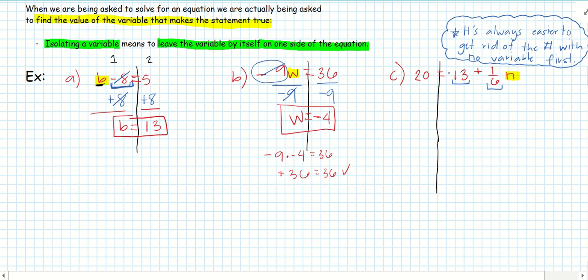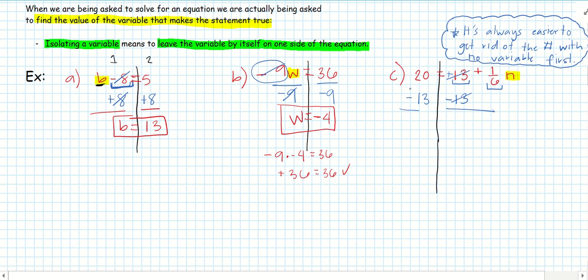Now this 13 is positive. We don't see the sign, but it's positive, and it's adding to the term that has the n. So that means that to get rid of the 13, we're going to have to do the opposite, which is subtraction. This 13 is positive, so I'm going to move it as a negative. And because negative 13 was not on the right side before, I also have to put that on the left side. Remember the eyebrows. We just subtracted something from the right eyebrow. We have to do it on the left eyebrow as well.